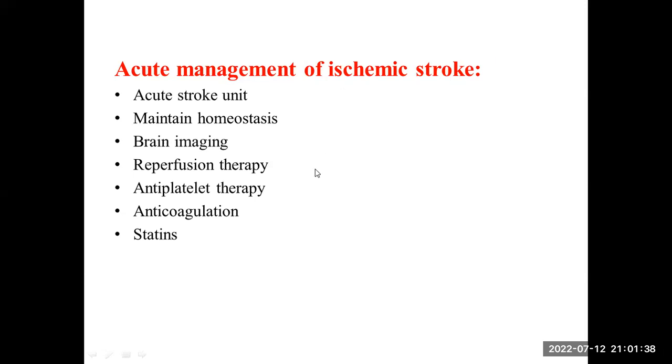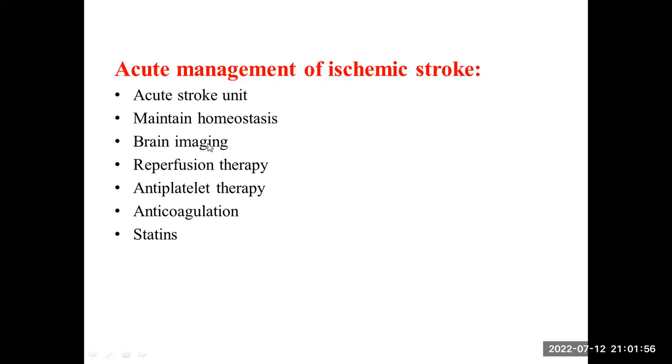But the main advantage and the main benefit of doing brain CT in the acute setting is in order to differentiate, in order to exclude hemorrhagic stroke. Hemorrhagic stroke can be diagnosed easily on non-contrast brain CT. So we do an urgent or an emergency brain CT to exclude hemorrhagic stroke, not to confirm ischemic stroke.